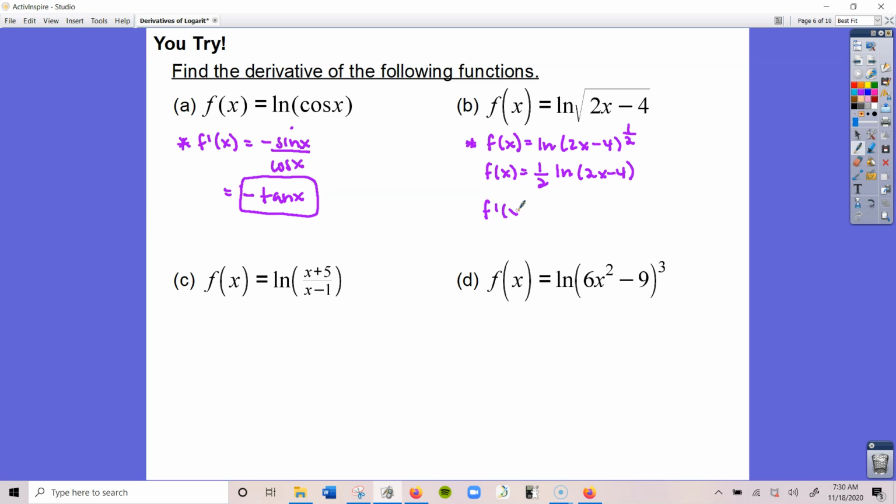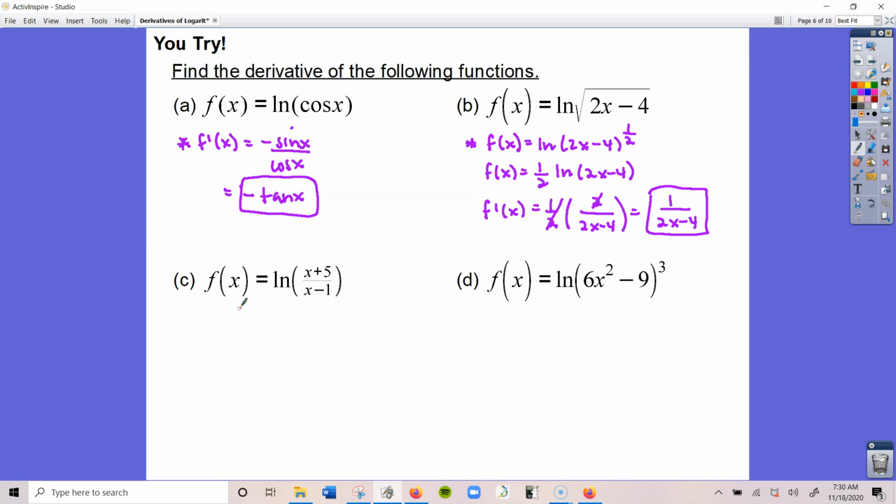So f prime of x is equal to the 1/2. Now the 1/2 is just a coefficient, so it's just going to tag along to my derivative. The derivative of 2x minus 4 is 2, and I'm going to put it over 2x minus 4. Now what happens is this 1/2 and this 2 will cancel. So my final derivative is 1 over 2x minus 4. You can certainly factor the 2 out of the denominator if you like, but it's not going to make a difference.